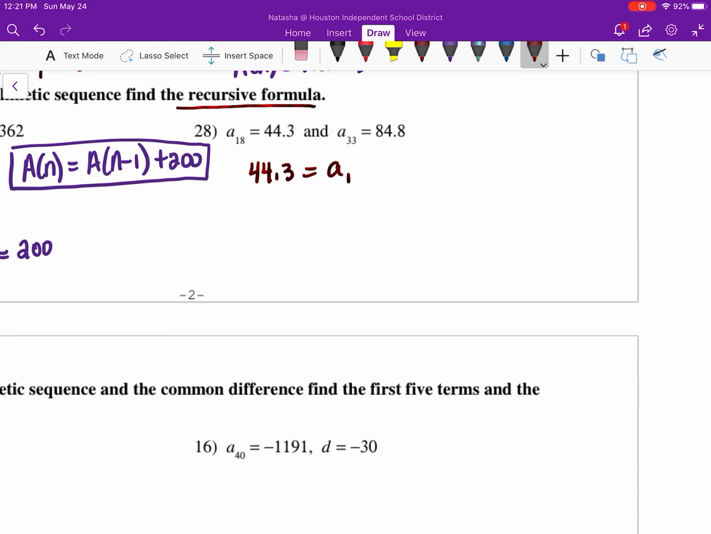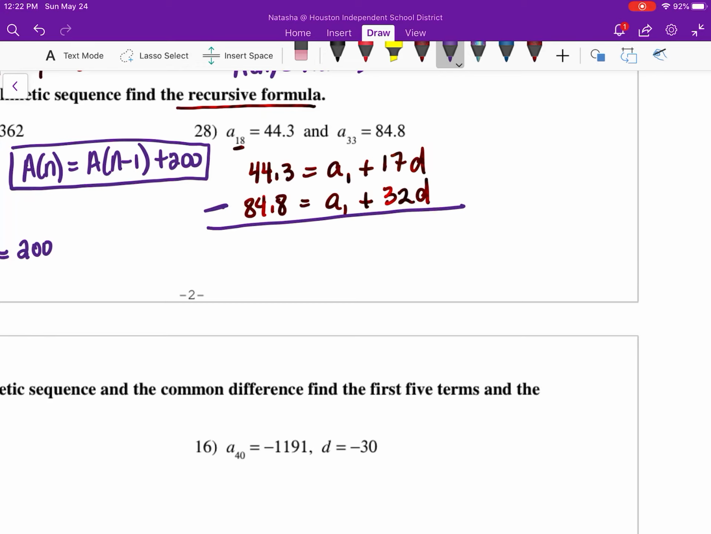So again, I'm just going to do what we did before. So I'm going to say 4.3 is equal to our first term plus, we're looking at the 18th term, so again, that's going to be 17d. Now we're going to do the second one. So that's going to be 84.8 is equal to our first term plus, it was the 33rd, so that's going to become 32d. Just like we did before, we're going to subtract. So that's minus, that's minus, that's minus. That cancels.